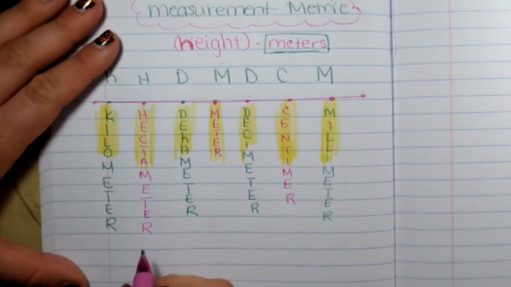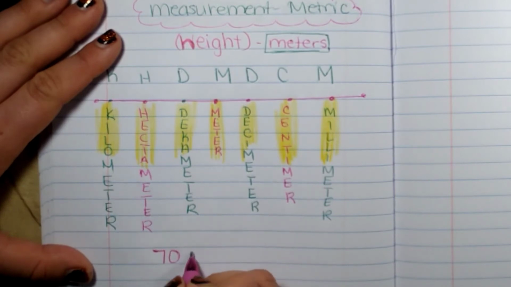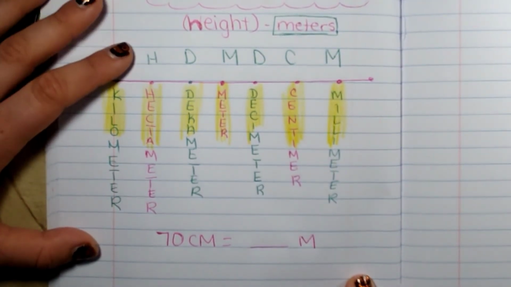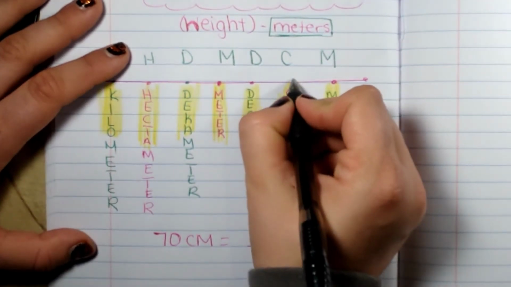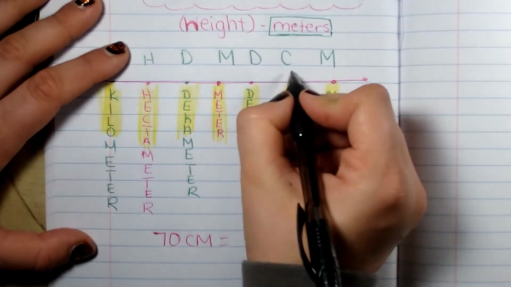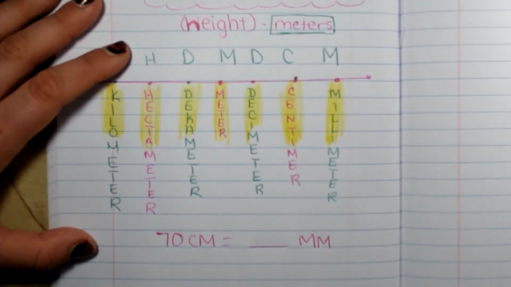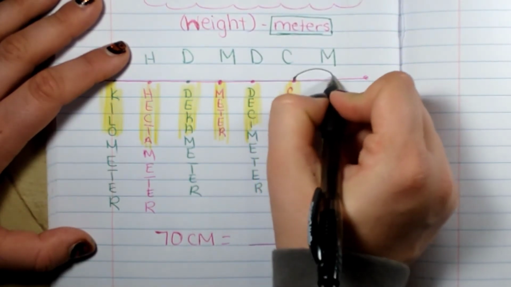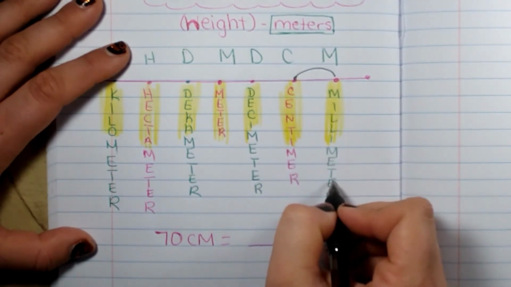So here's how we would do it. It would look something like 70 centimeters equals how many millimeters? Okay? So what I would do is I would start on centimeters right here. And I would move, oh, that was millimeters. How many millimeters? I'm going to move to the right to get to millimeters. How many times did I move to the right?